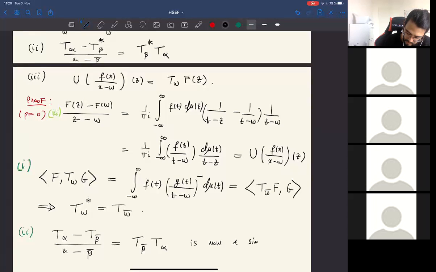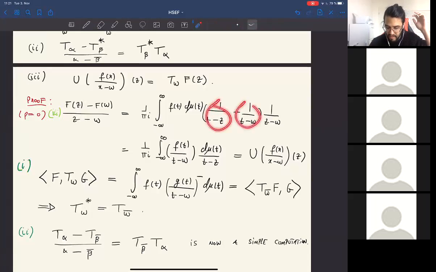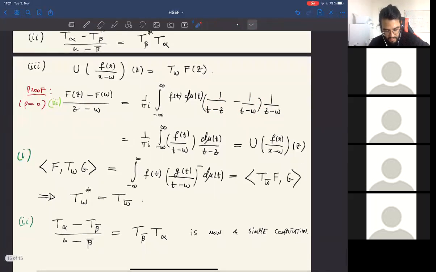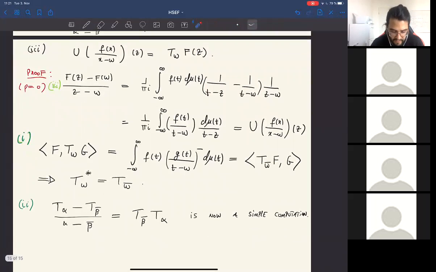You just have to do some computations using these rational functions and taking differences, etc. And you will see that this identity holds. Okay. And then finally, let's show that it's continuous.